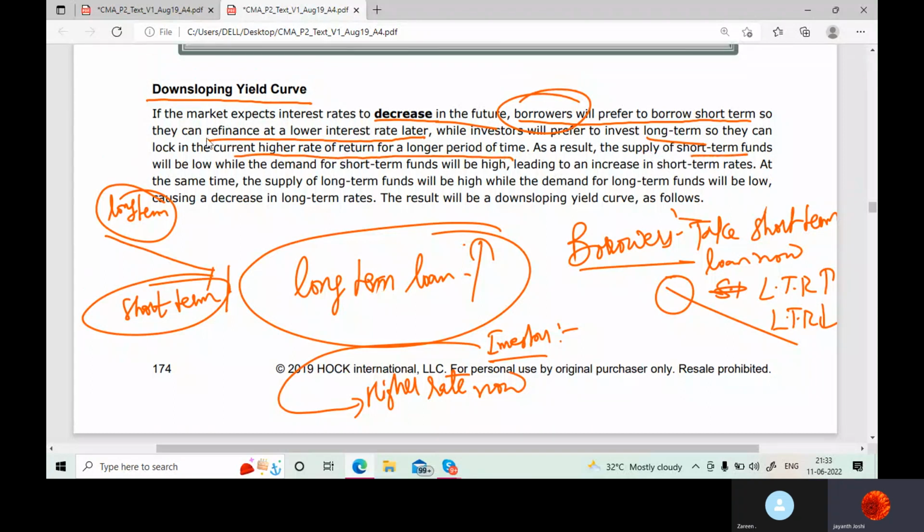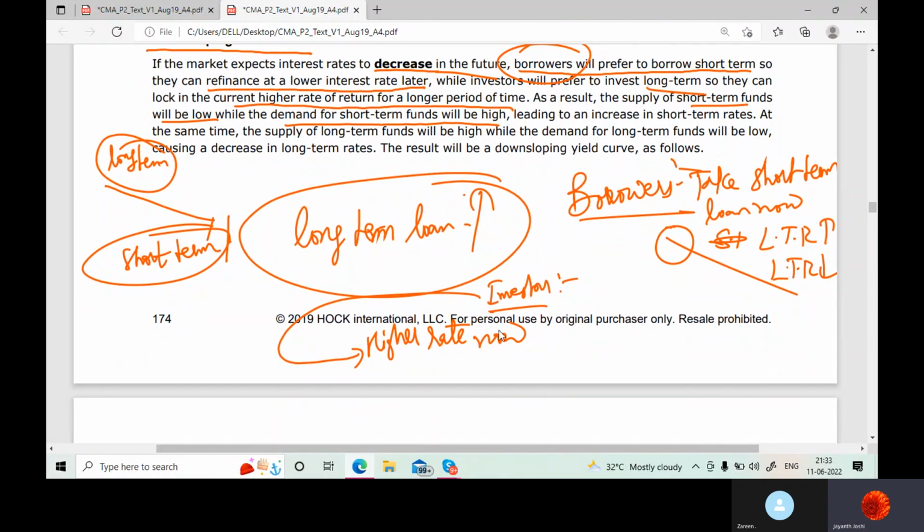As a result, the supply of short-term funds will be low, while the demand for short-term funds will be high. Since the investors don't want to invest short term, they want to invest long term because they want higher rates, and they always look for higher rates, of course, and they are getting those higher rates right now because the long-term rates are high. So they do not want to invest short term. So the demand for short-term funds is high from the borrowers, and the supply of short-term funds is less.